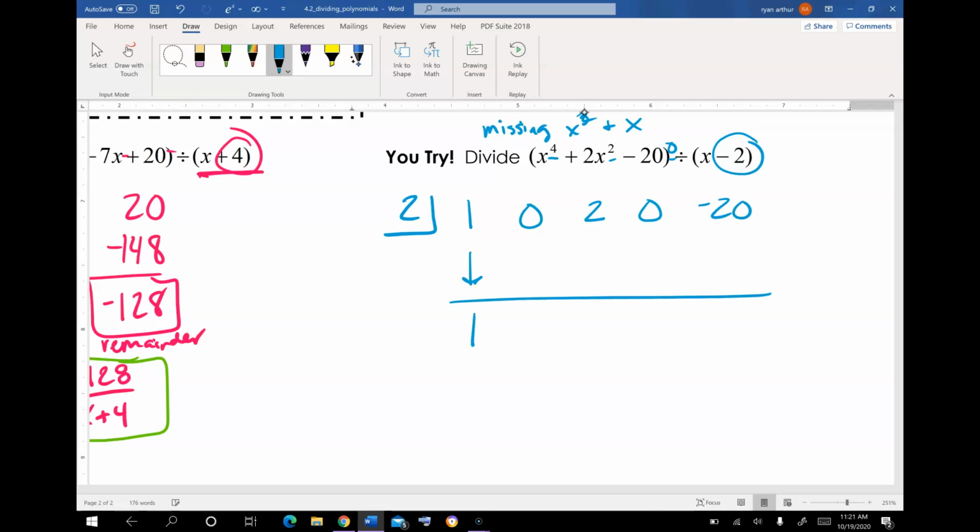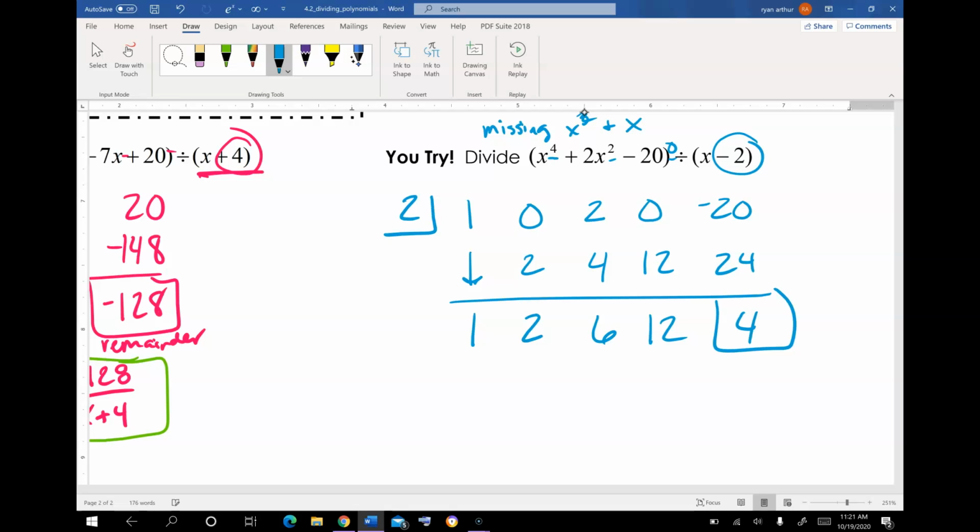And then we start our process. Drop the 1 down. 2 times 1 is 2. Add it, 2. 2 times 2 is 4. 2 plus 4 is 6. 2 times 6 is 12. Add it. 2 times 12 is 24. Add them and you get a positive 4.